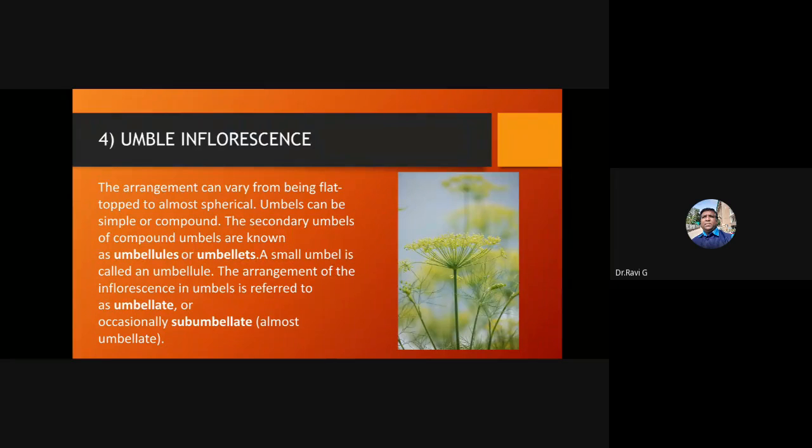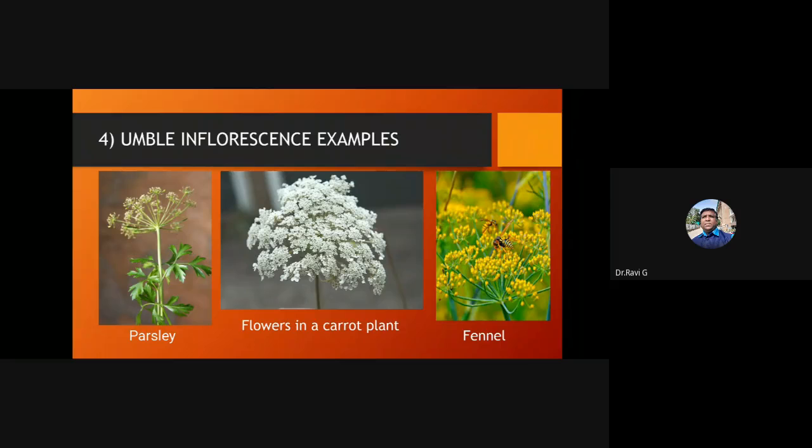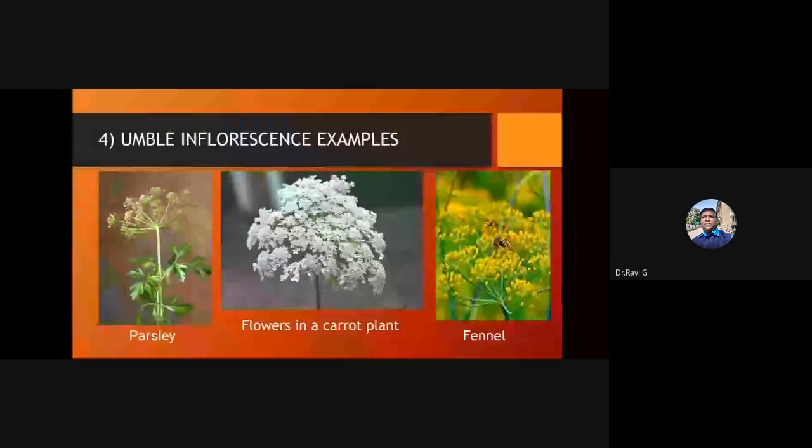The arrangement can vary from being flat-topped to almost spherical. Umbels can be simple or compound. The secondary umbels of compound umbels are known as umbellules or umbellets. A small umbel is called an umbellule. The arrangement of the inflorescence in umbels is referred to as umbellate or occasionally subumbellate, almost umbellate. A few examples are parsley, that is, coriander, flowers in the carrot plant, and fennel.